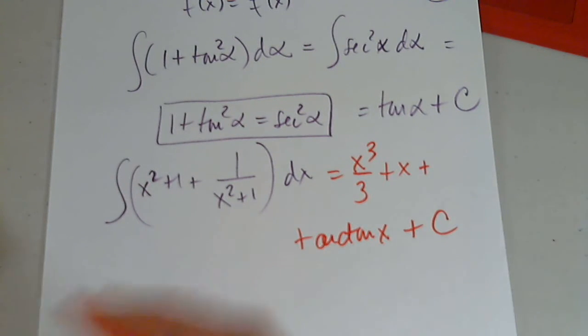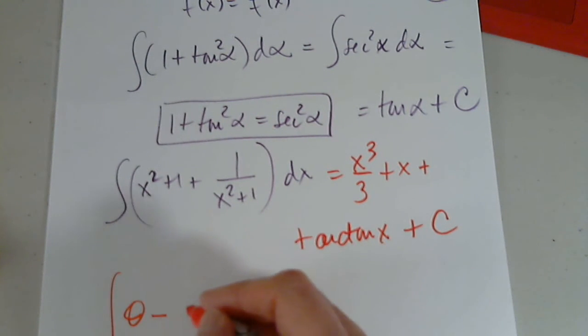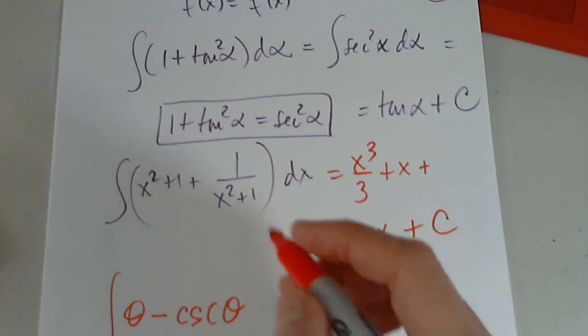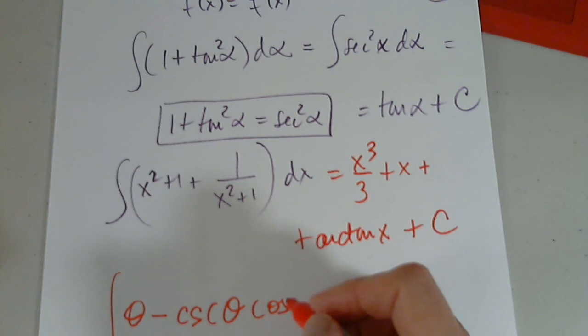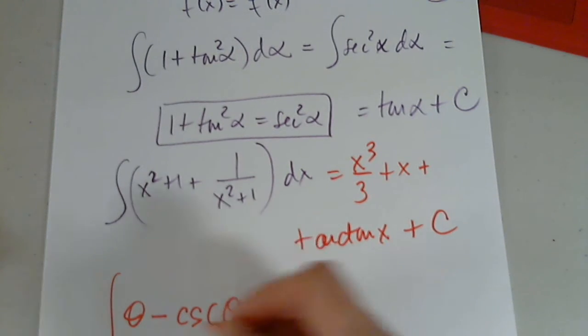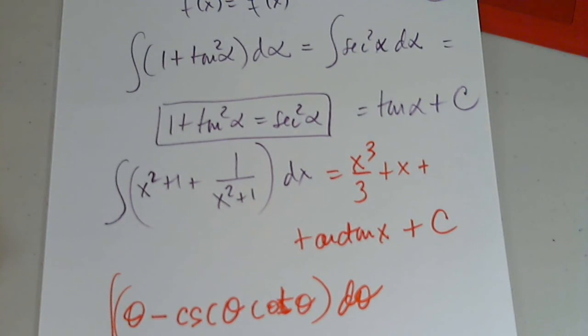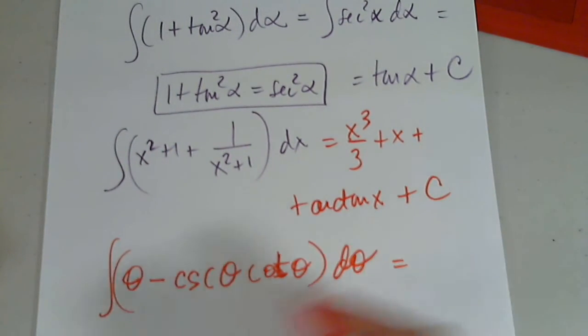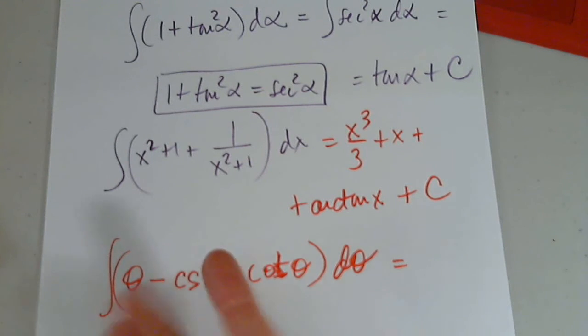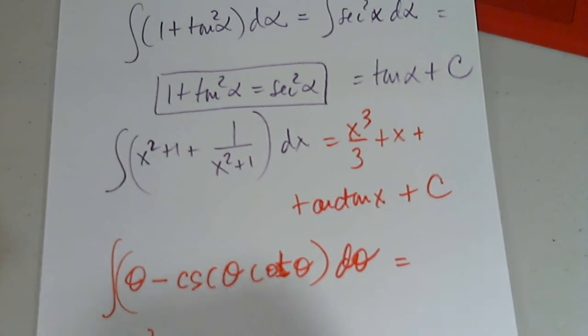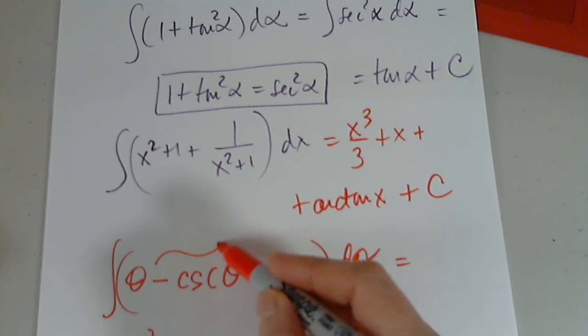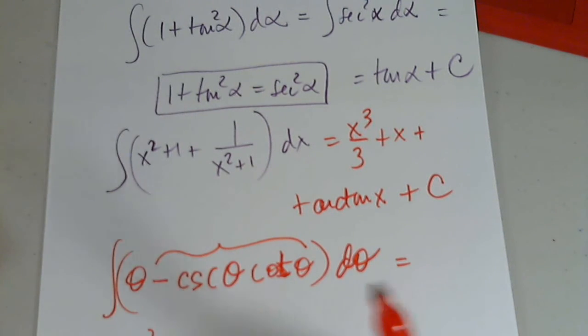Okay, let's also look at the integral of theta minus cosecant theta cotangent theta d theta. Can I find the antiderivative for this? Yes. Which function prime is theta? Well, it must be theta squared over 2. Now, is there a function whose derivative is negative cosecant cotangent? And the answer is yes, plus cosecant theta plus a constant c.